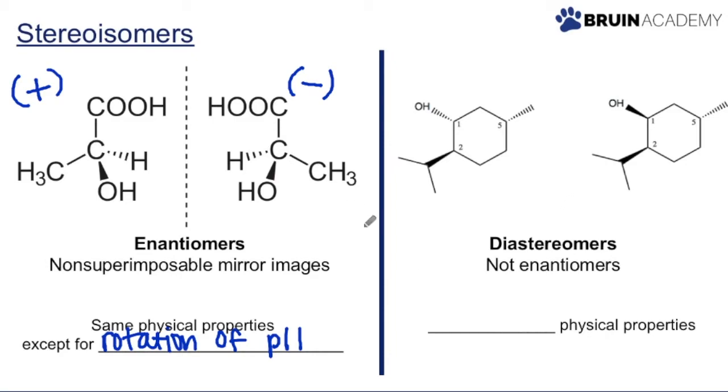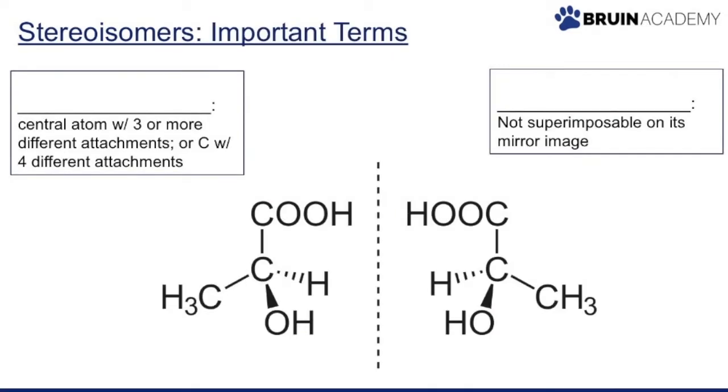And diastereomers actually have different physical properties most of the time, and you'll find that this is a very useful thing to have, especially when it comes to separating them, separating enantiomers in future experiments. And we'll talk about that a little bit later with a different video. So let's go over some important terms to know.